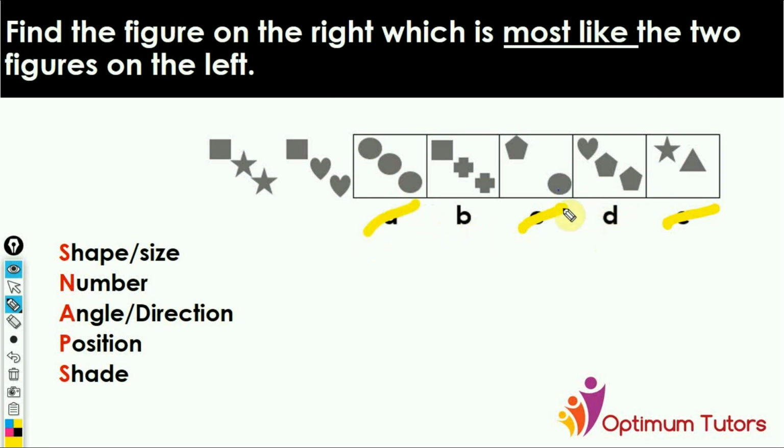So that leaves B and D. I can eliminate D because it doesn't have the square there. I'm going to double check that B is right because it has a square and it has 2 identical shapes that complete the diagonal. So it's option B.